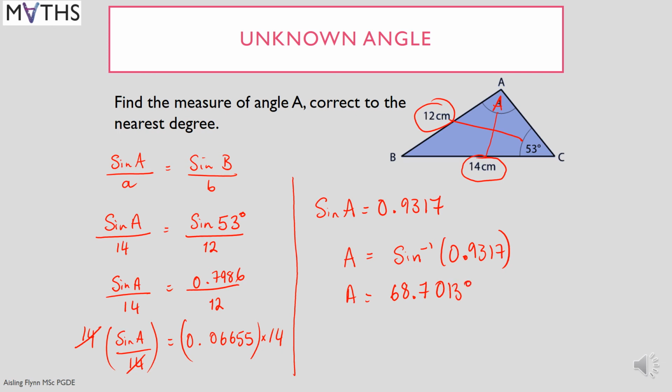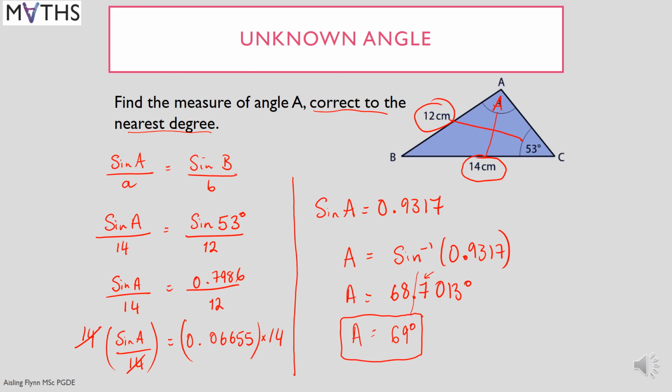We're asked to give our answer correct to the nearest degree. So we want a whole number, we want to stop at the decimal point. The next digit 7 is more than halfway, 5 or bigger, so this angle is closer to 69 than it is to 68, so we'll give our answer as 69 degrees.